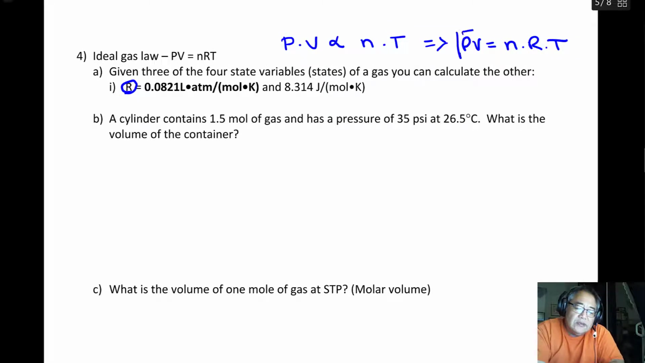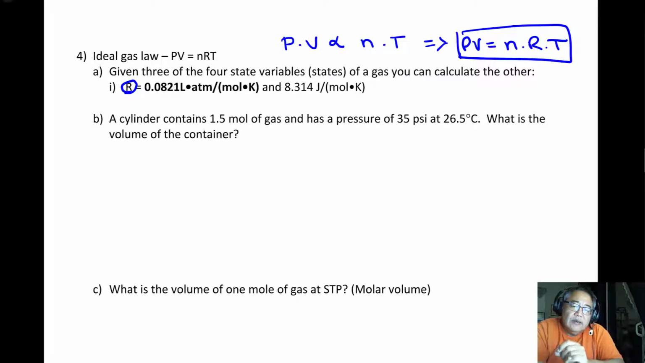And so this equation is what we can use to calculate the pressure of a gas without knowing what a previous state is. If you just want to know what the pressure of a gas is, all you need to know is three other variables: the volume, the moles, and the temperature.